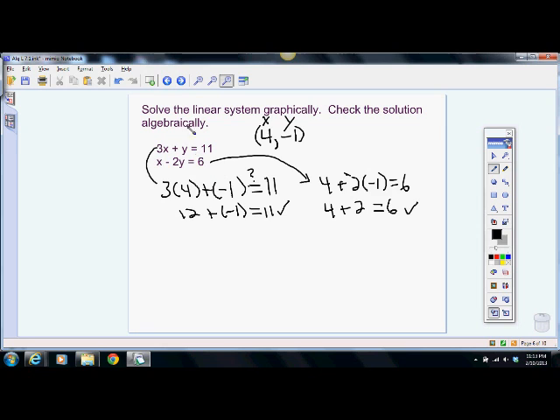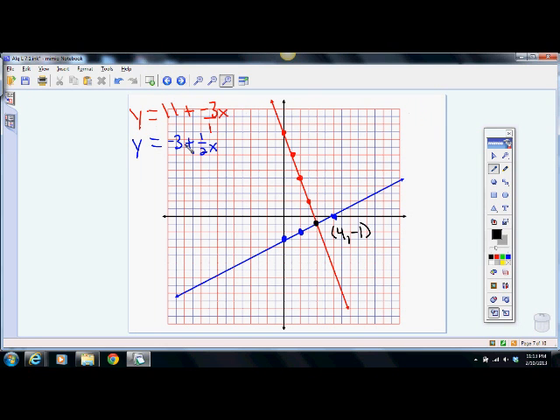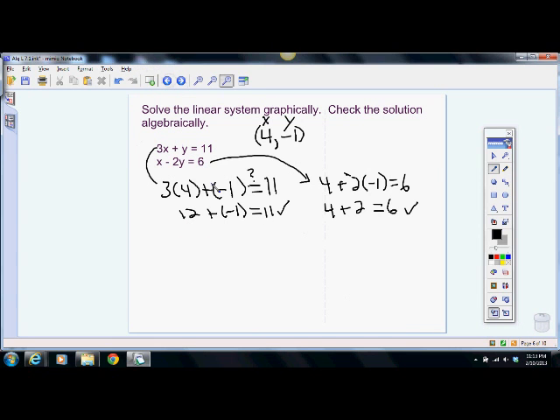So again, write them in a form that makes it easy to graph. Graph them, being careful that our lines are straight, that our lines follow the correct slope. The point at which they intersect is your solution, and double check that solution by quickly putting it into your equations to make sure you do get 2 true statements.